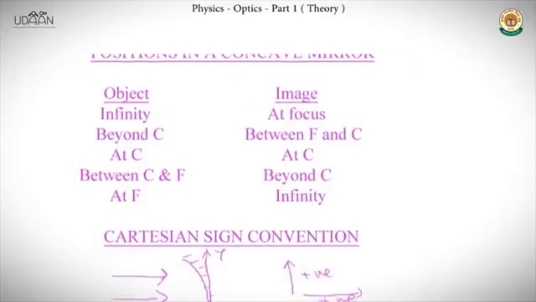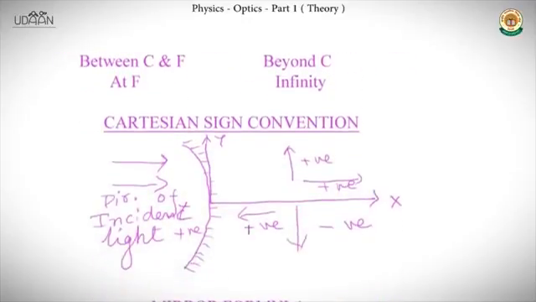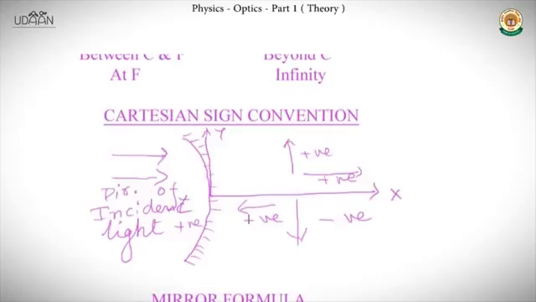Now we will move to one of the very important topics of optics, that is the Cartesian sign convention. Most of the students get confused about choosing signs, so you have to master it properly. This sign convention will be involved in most of the questions. Basically, this sign convention is based on the direction of incidence of light. So the direction of incidence of light is taken as positive.